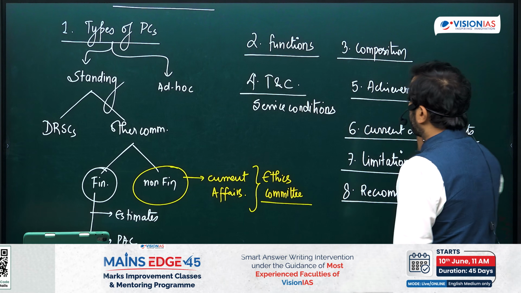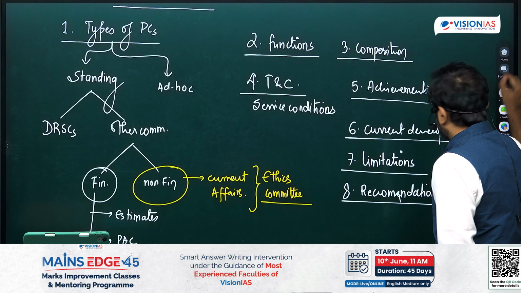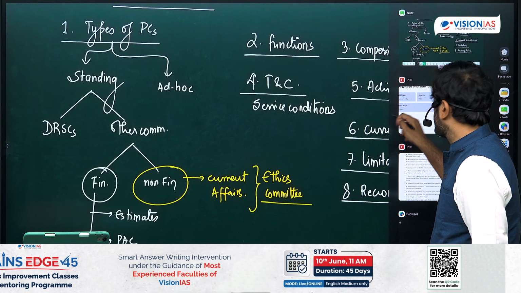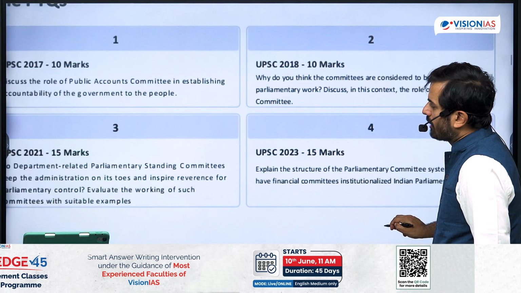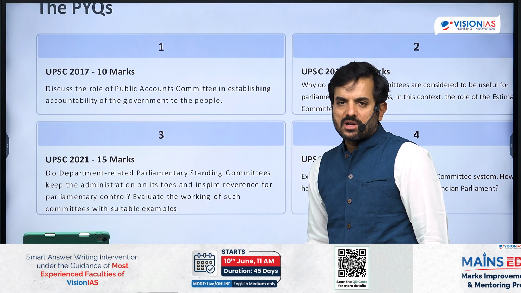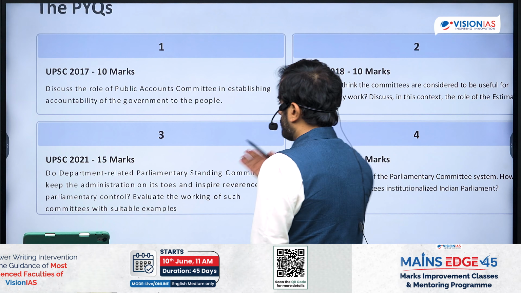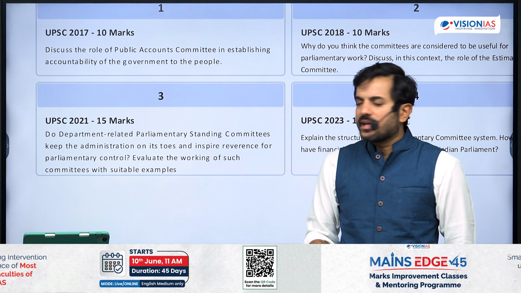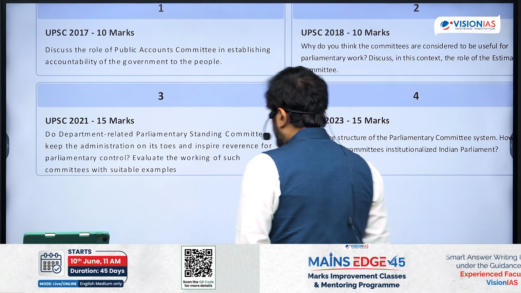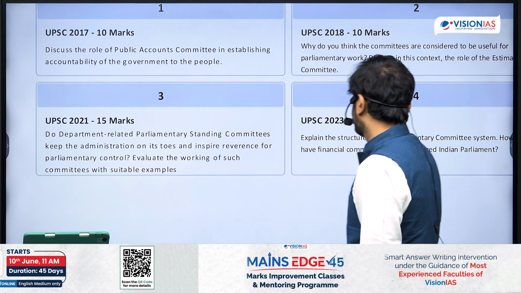This is how, with the help of previous year questions, I will be able to unlock what is there in the syllabus of UPSC. How have I arrived at this? You may simply look at previous year questions and you can do the same analysis. Discuss the role of Public Accounts Committee. So we need to know their functions, we need to know their achievements, we need to know their shortcomings. Do department-related standing committees ensure parliamentary control over the functioning of the executive? So again, achievements and limitations and functions of department-related standing committees.